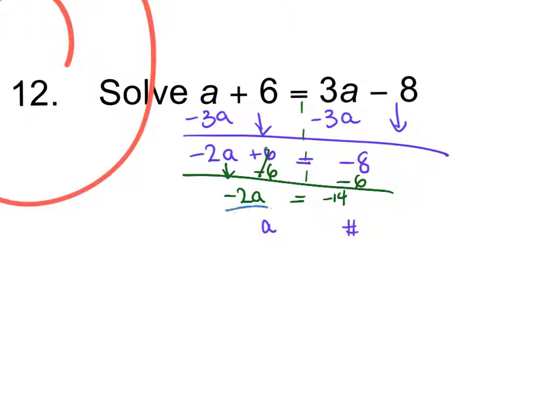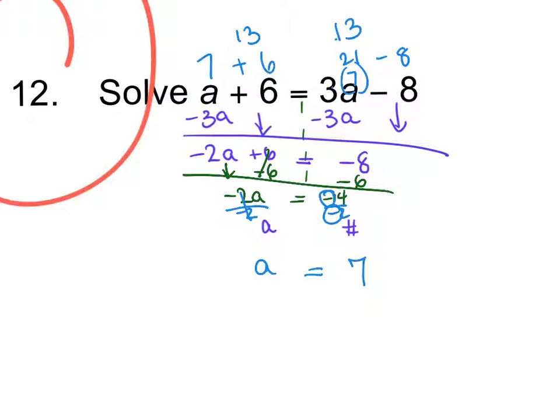And when you divide by negative 2 to get A alone, you get A is equal to positive 7, because negative divided by negative is a positive. You could check your work. Put 7 in here. 7 plus 6 is 13. Put 7 in here. 3 times 7 is 21, and 21 minus 8 is also 13. Notice that it makes a true statement, so that's correct.